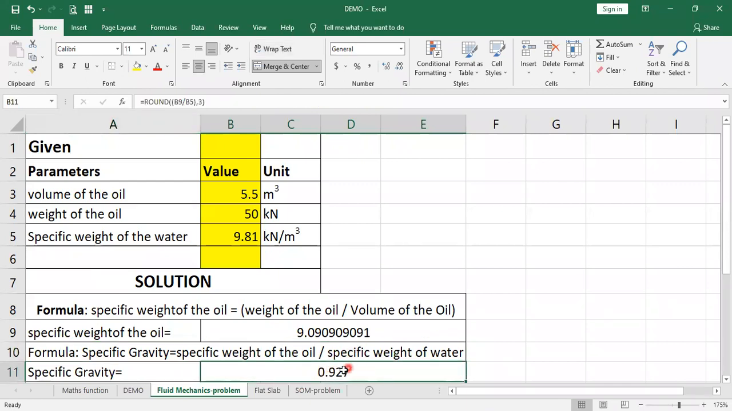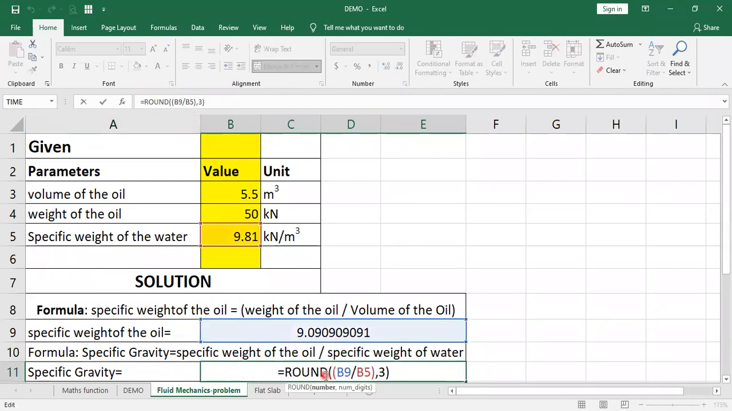Now specific gravity. If I just double click on it, I've used here the round option. It will get rounded up to a particular number, because this has been 9.090909091. It is a very big one. There are many decimal points, and I don't want so many decimal points. So I'll just round it up to only 3 decimal digits.